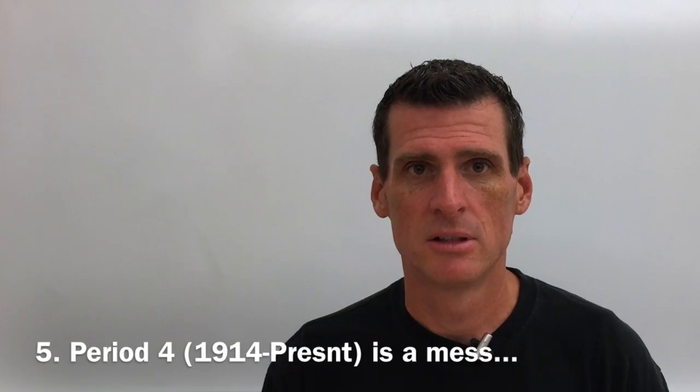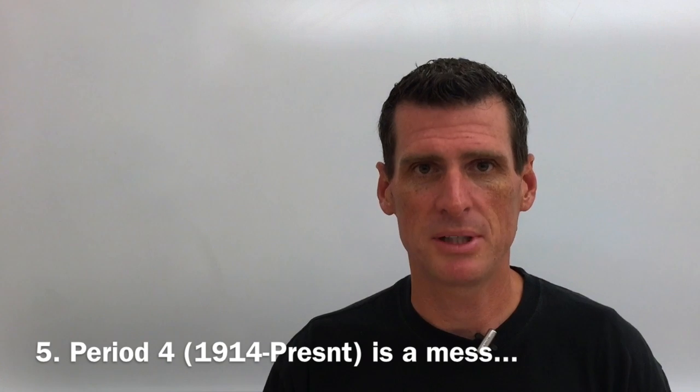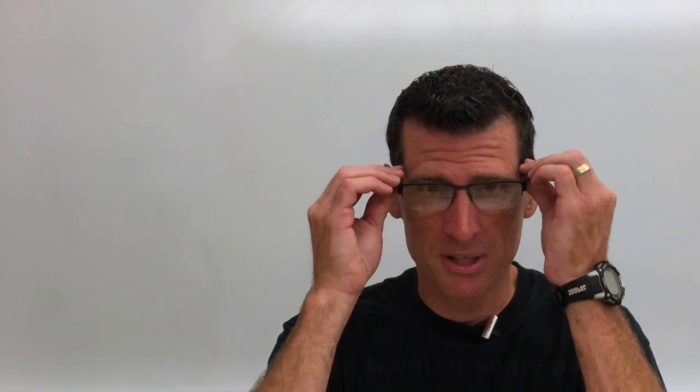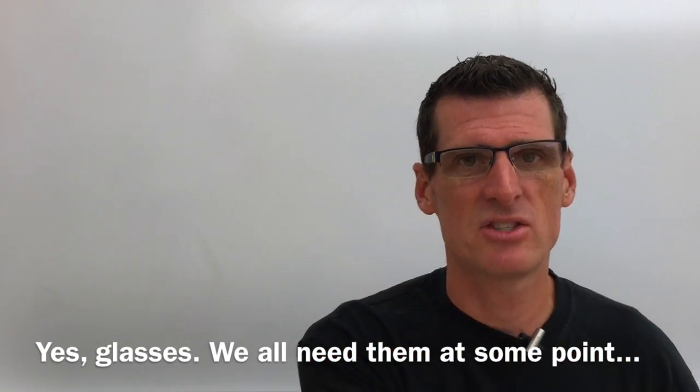Challenge number 5. Period 4 is a complete mess. It covers the shortest amount of time, 1914 to the present, but it has us doing some amazing things. And if you don't mind, I'm going to put on my glasses for this one because I want to walk you through exactly what we're asked to do in Key Concept 4.1. All right? This is one key concept of the whole thing.